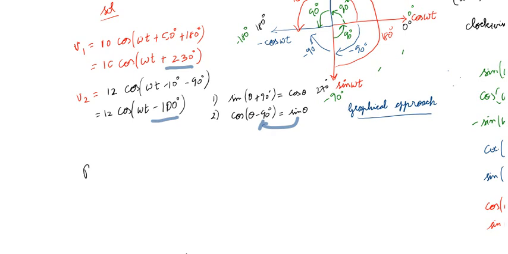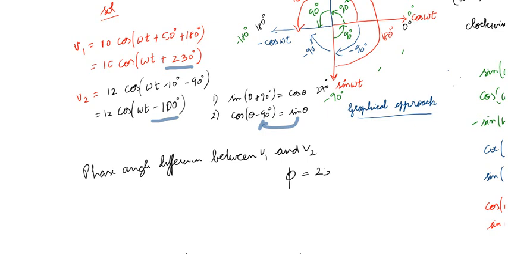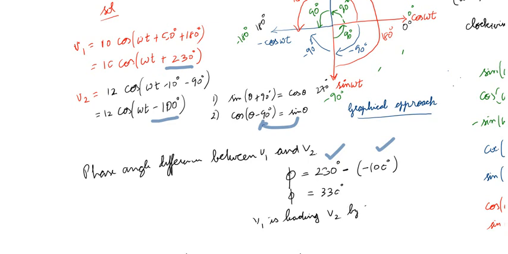So, I can say the phase angle difference between V1 and V2 is 230 degree minus, what is the second phase angle? It is minus 100 degree. So, it is 330 degree. So, I can simply say, we are subtracting the angle, V1 angle minus V2 angle, right? So, I can say V1 is leading V2 by 330 degree.